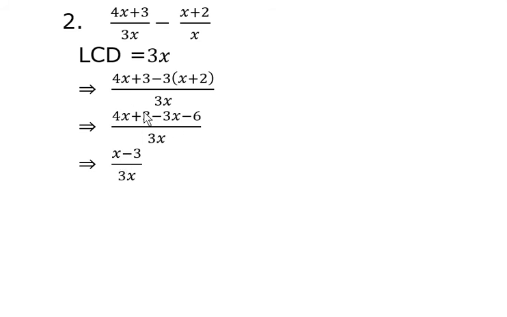And positive 3 minus 6, you subtract 6 and 3. 6 minus 3 is 3. And copy the sign of the larger number, 6. So in this case, it's negative 3. So the numerator will become now x minus 3. And just simply copy the denominator.